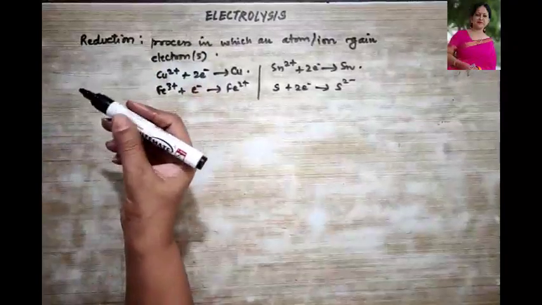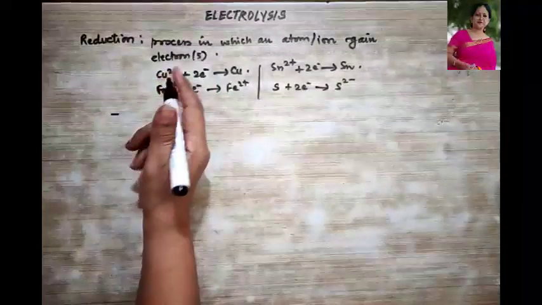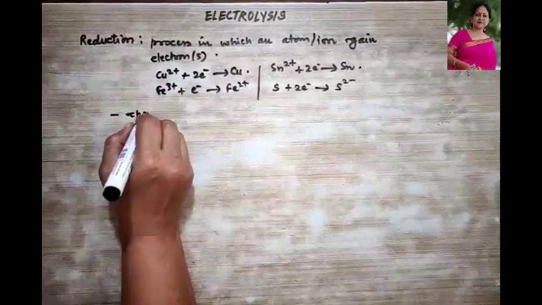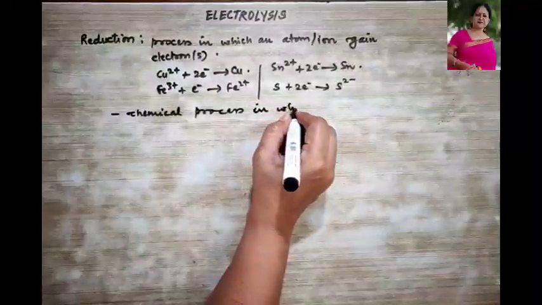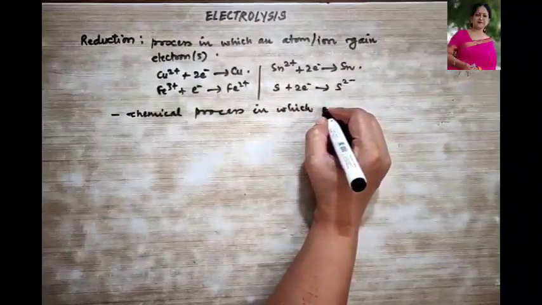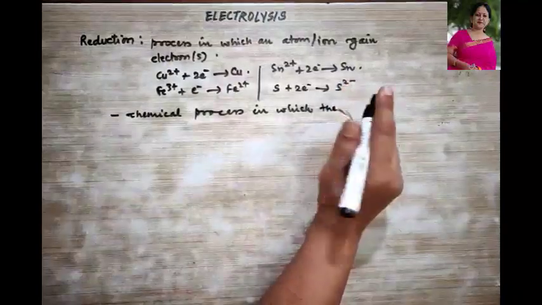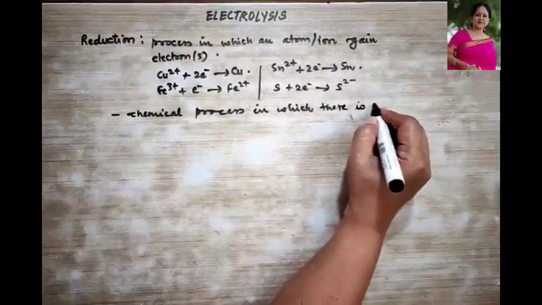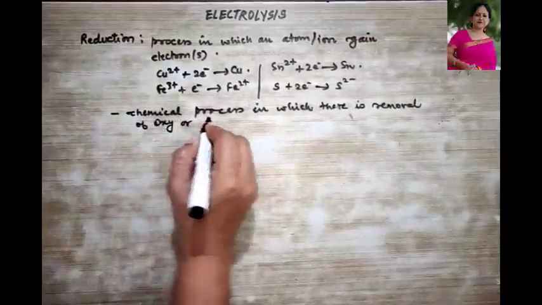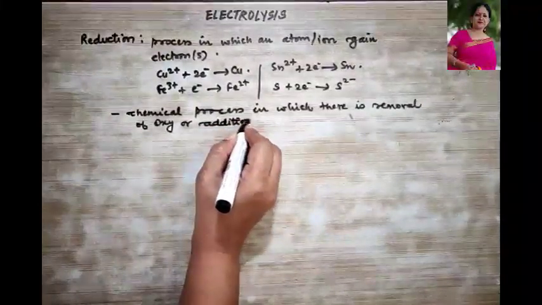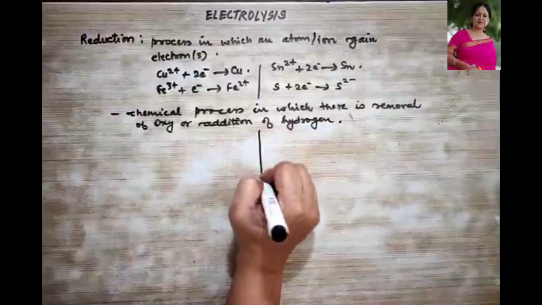Then reduction can also be defined as a chemical process in which there is removal of oxygen or addition of hydrogen.